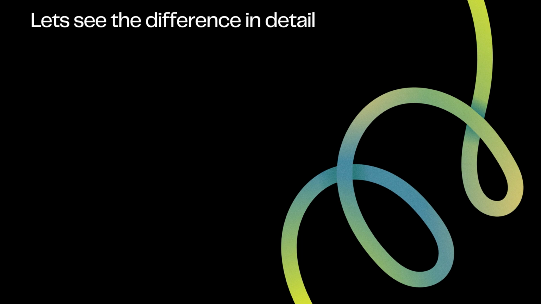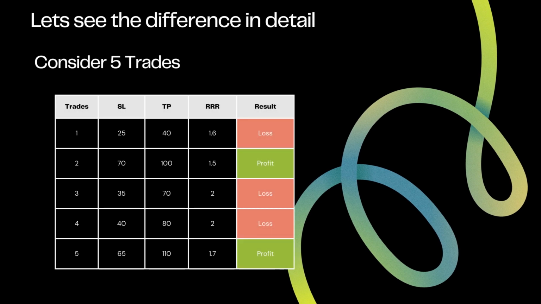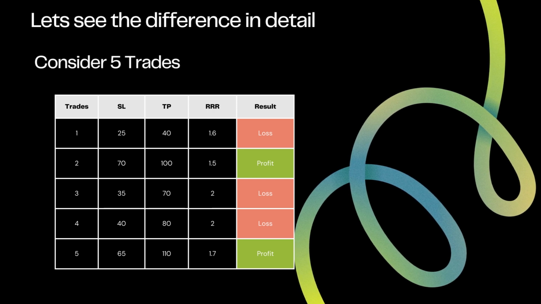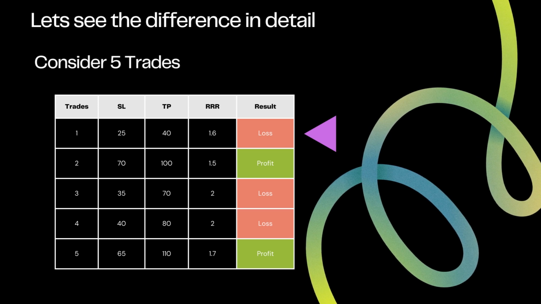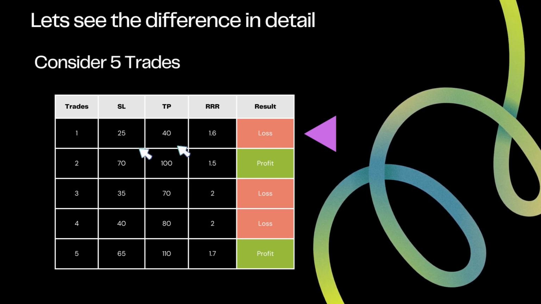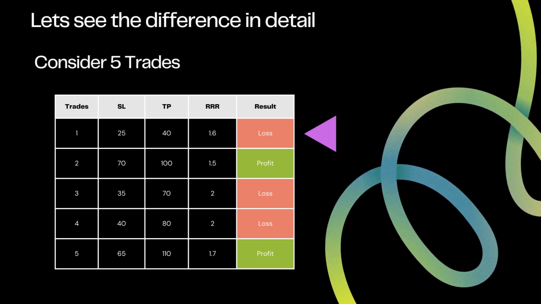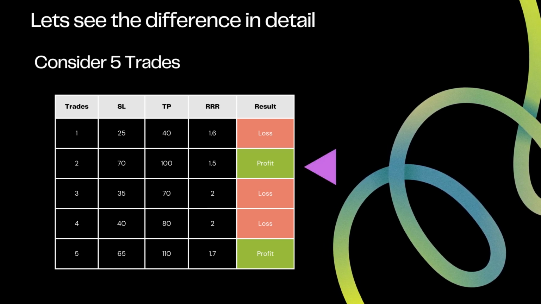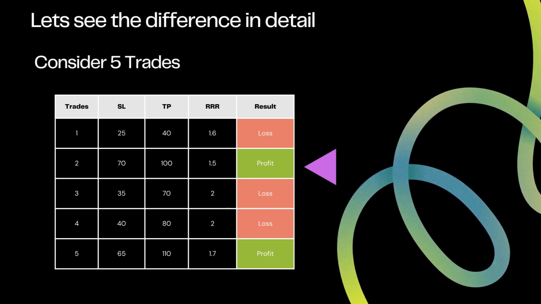To detail it further, let us consider 5 trades. We have 5 different trades where we have certain losses and certain profits. The first trade has a stop loss of 25 pips and a take profit of 40 pips, a risk reward ratio of 1:1.6, and consider that was a loss. The second one has a stop loss of 70 pips, take profit of 100 pips, a risk reward ratio of 1.5, and we achieved the target.